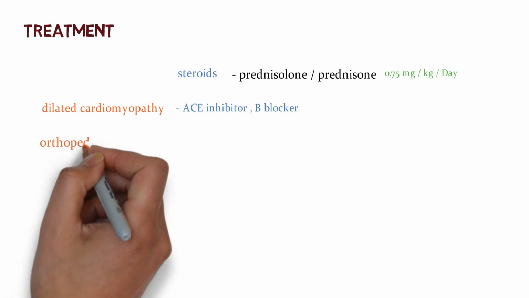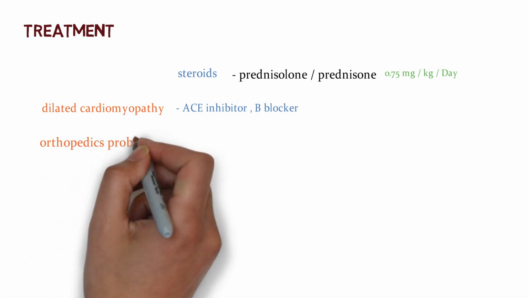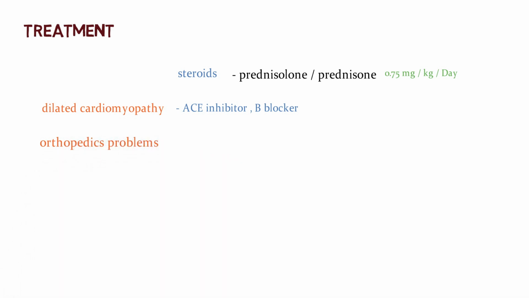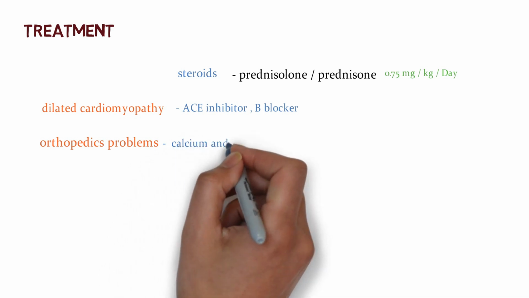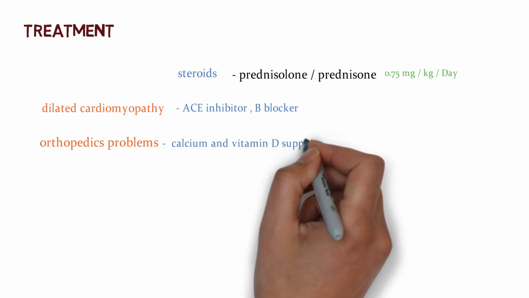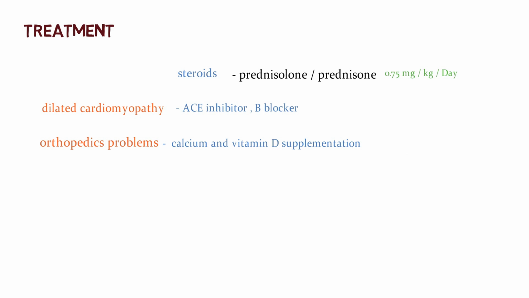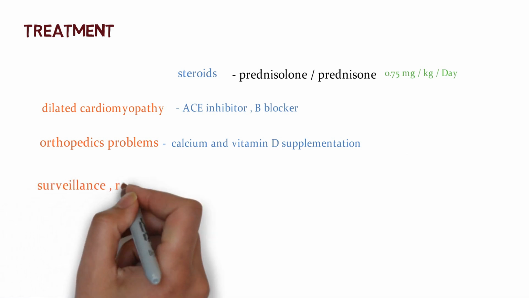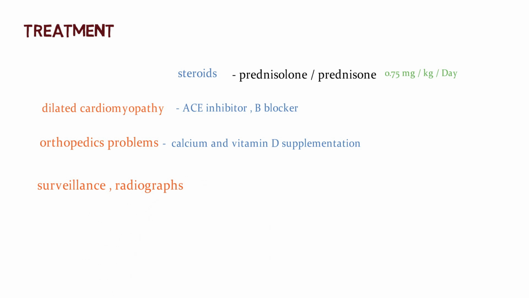And remember that cardiac surveillance with ECG, echocardiogram and Holter monitoring begins at 10 years and continues on an annual basis. And if there is an orthopedic problem, then we can use calcium and vitamin D supplementation. So these drugs are going to maintain the bone density. We can also do surveillance and radiographs for scoliosis. So this is some important information about Duchenne muscular dystrophy.